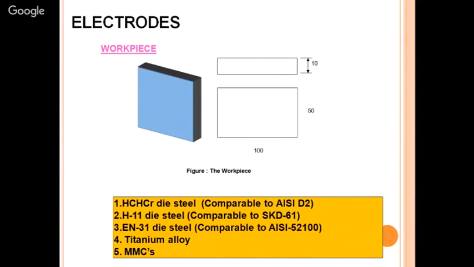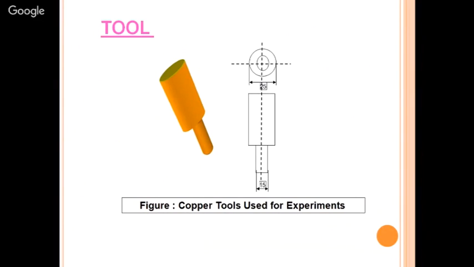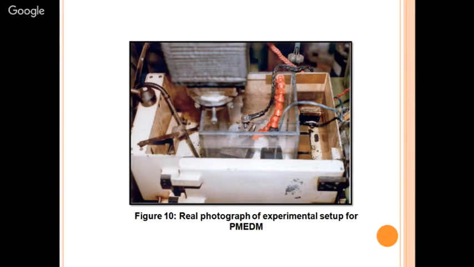We have chosen high carbon, high chrome die steel as a workpiece material. We also chose H11 and grade 31 titanium alloy MMCs. We have tried each and every material to machine by powder mixed EDM. This is the copper tool used for experimentation. Its purity is 99.9%. This is the real photograph of the experimental setup for powder mixed EDM used in our lab by our students and myself.